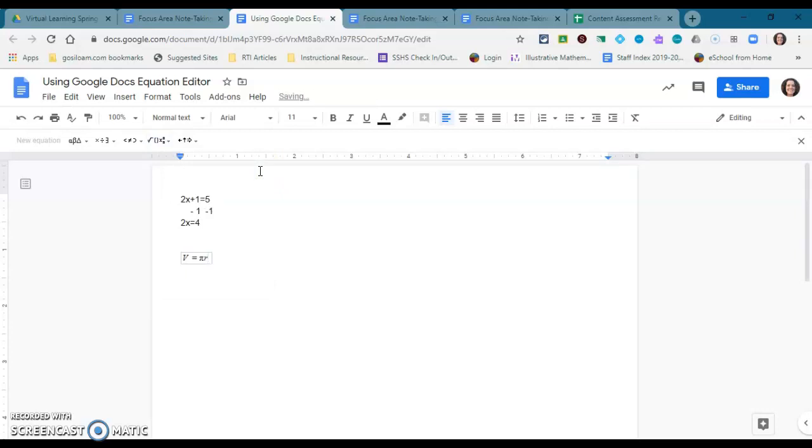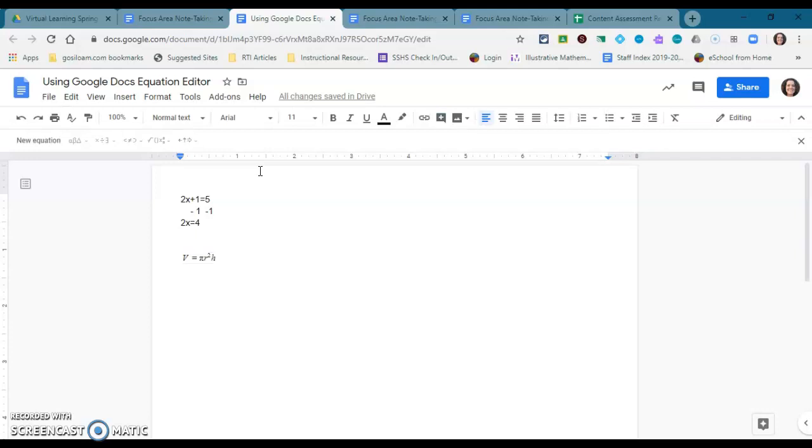So I type r, and then I click the right arrow key on my keyboard to take me up into the exponent. Type 2. I click the arrow key over once more, and it puts me back down. So volume is pi r squared times the height. Okay, so if I wanted to do the volume of a cylinder, there's that formula.